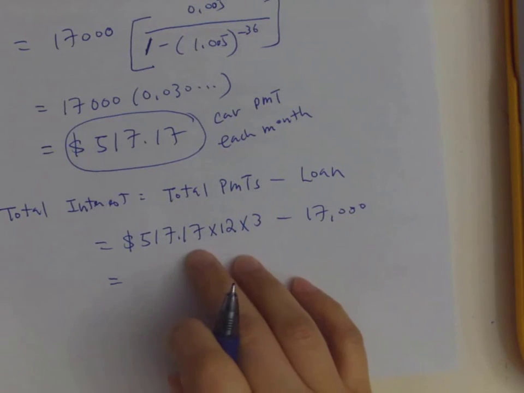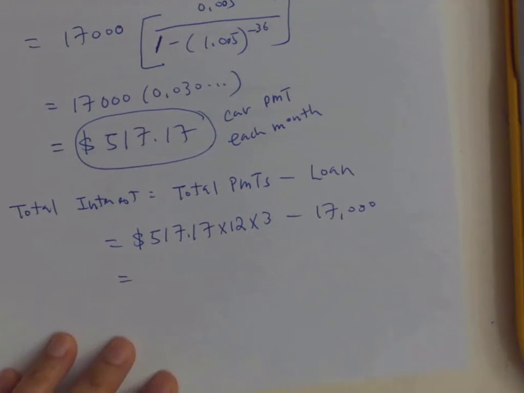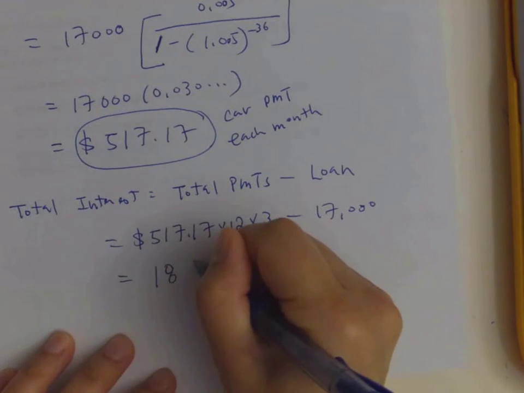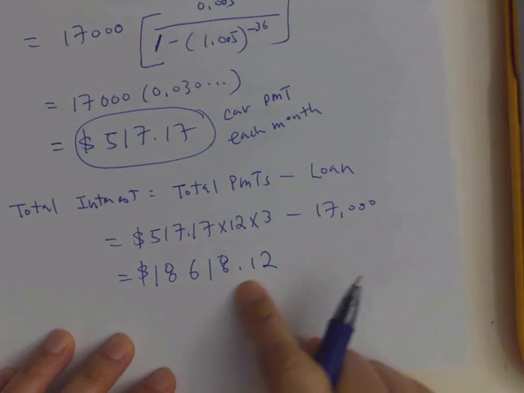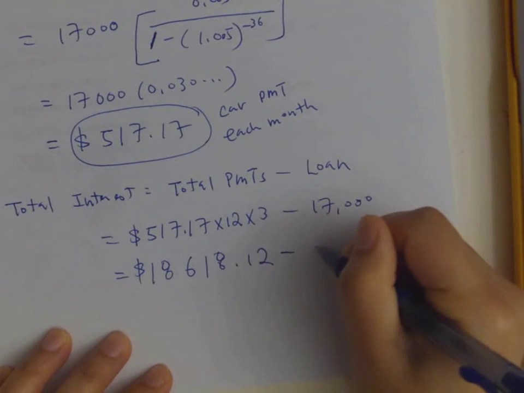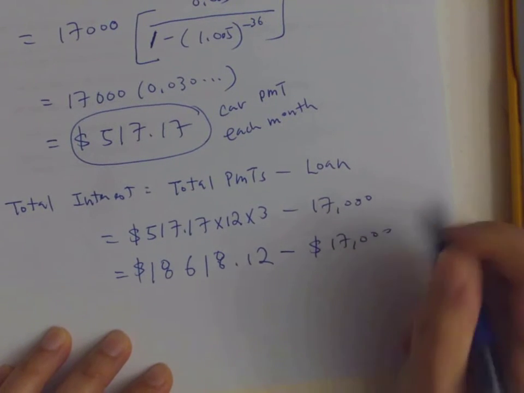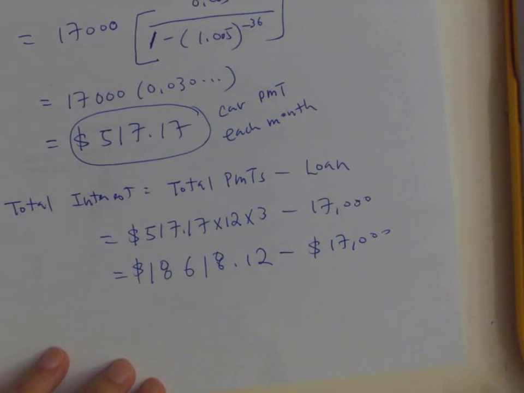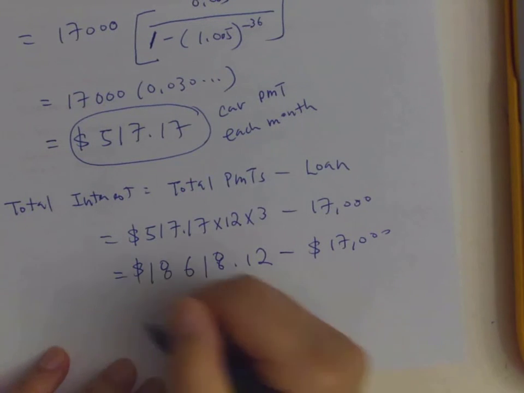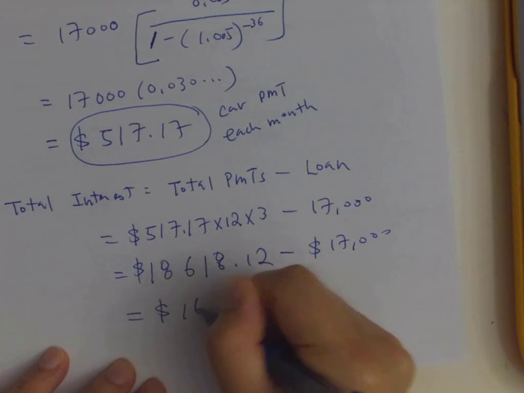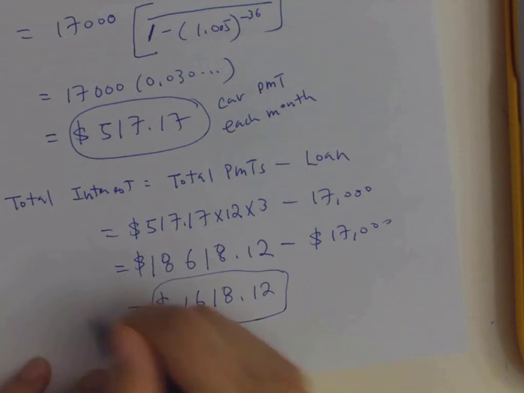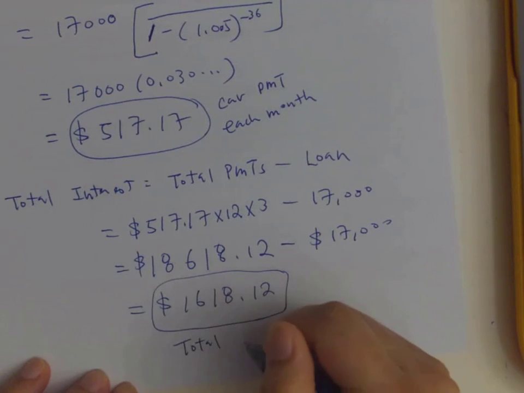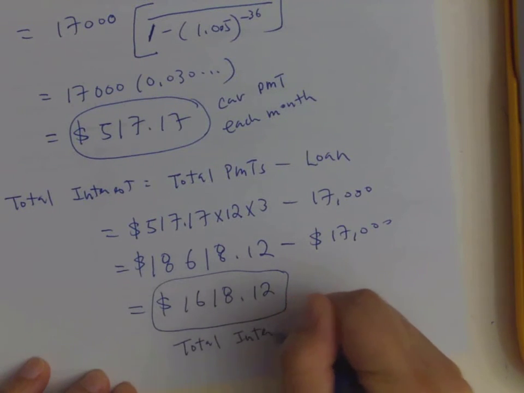So 517.17. If it's money, most of the time they round it to 2 decimal places. Multiply by 36 would be $18,618.12. So this is the total you pay them for the car over the loan time. And then subtracting my loan, which is $17,000, the interest you pay was $1,618.12. That's why they want to loan you money, so they can make money on the interest, the total interest.